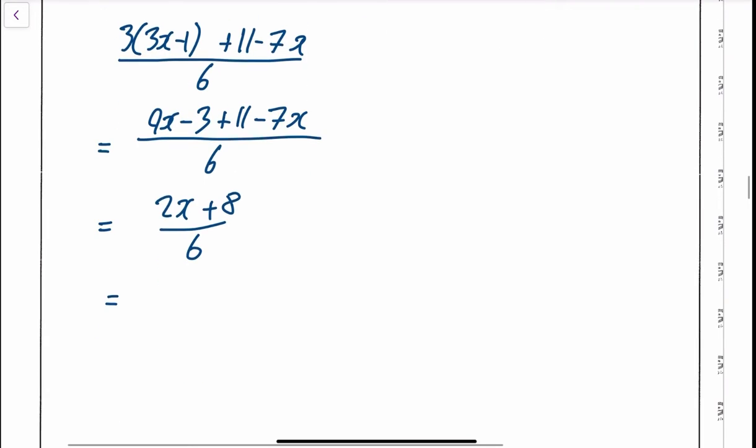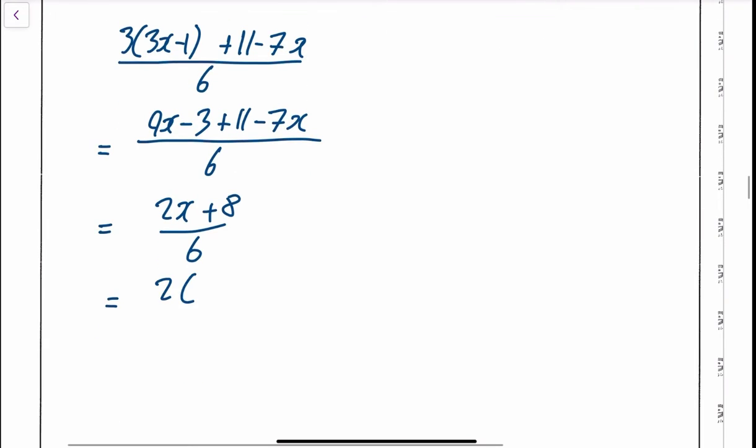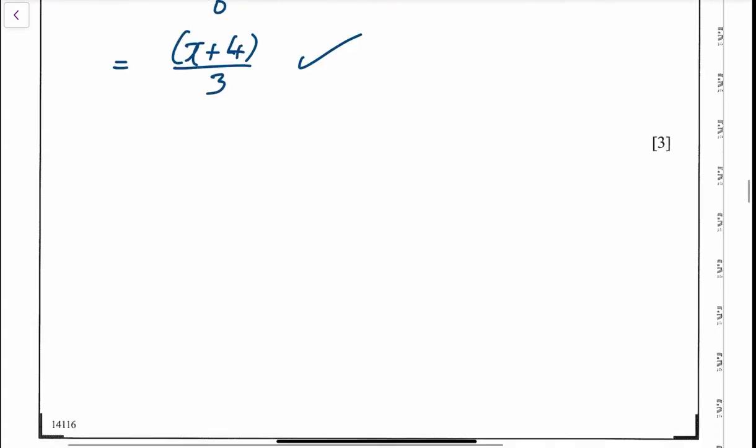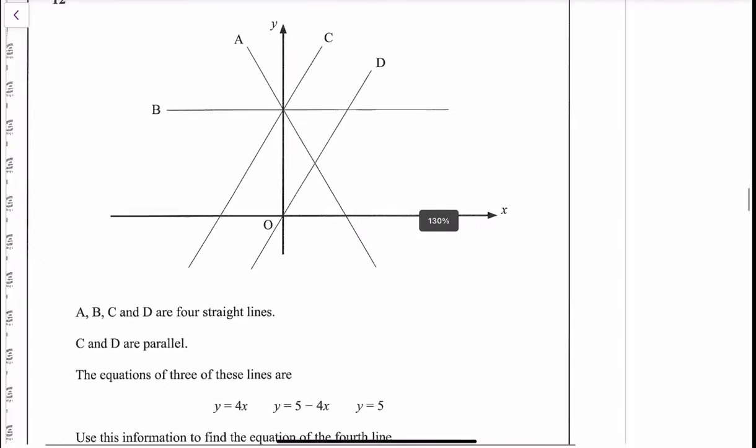And then you could factorize out a 2, leaving you x plus 4 inside a bracket all over 6. And then 2 goes into itself once, and 2 goes into the 6 3 times, and that's what you were looking for. It was indeed. Lovely. Okay, next question.